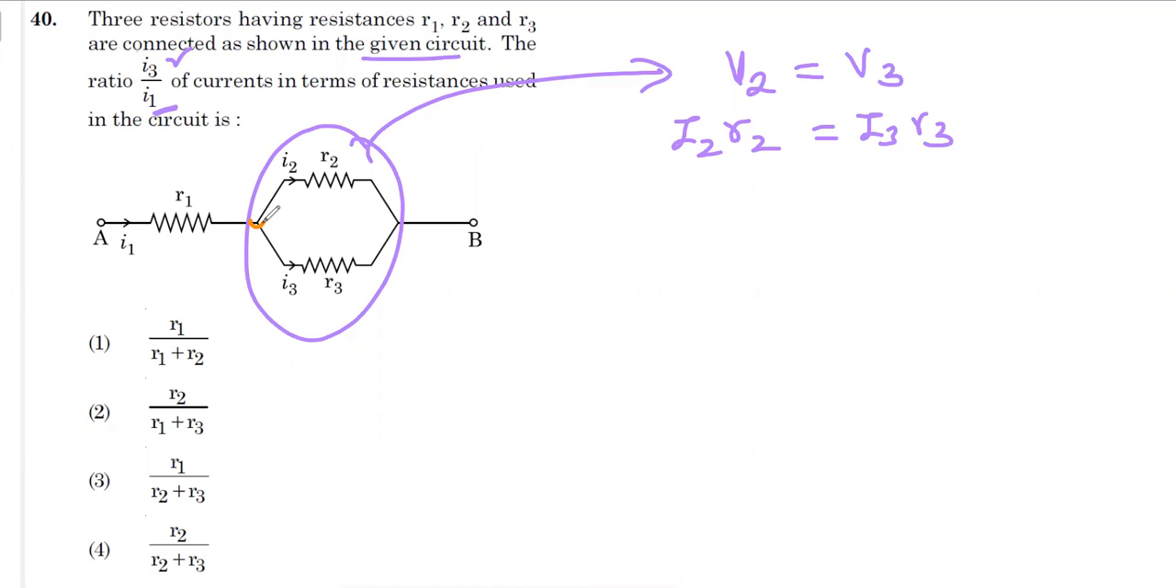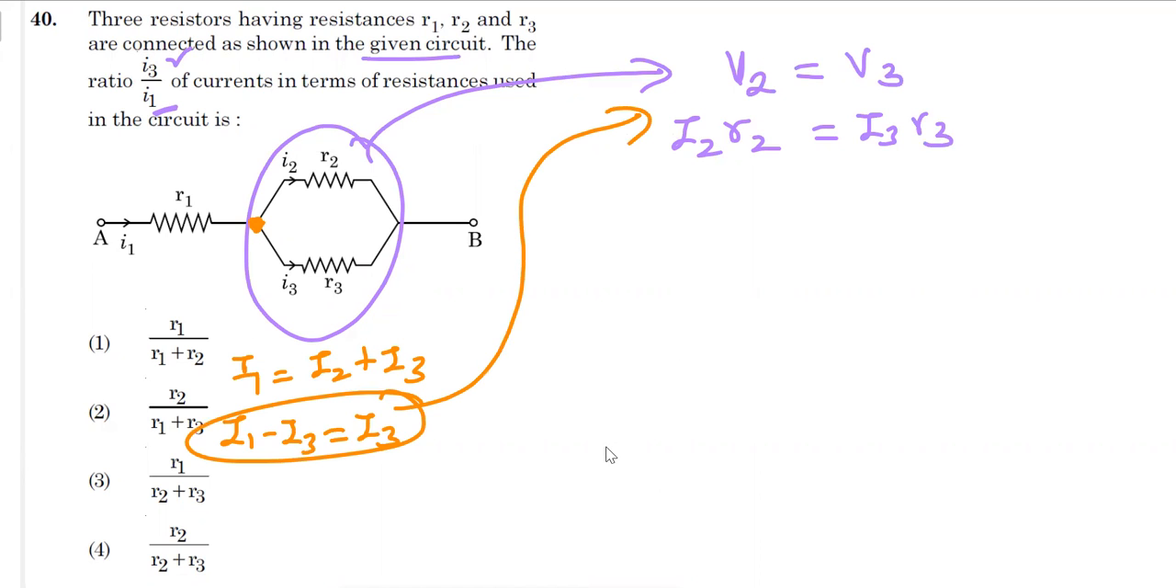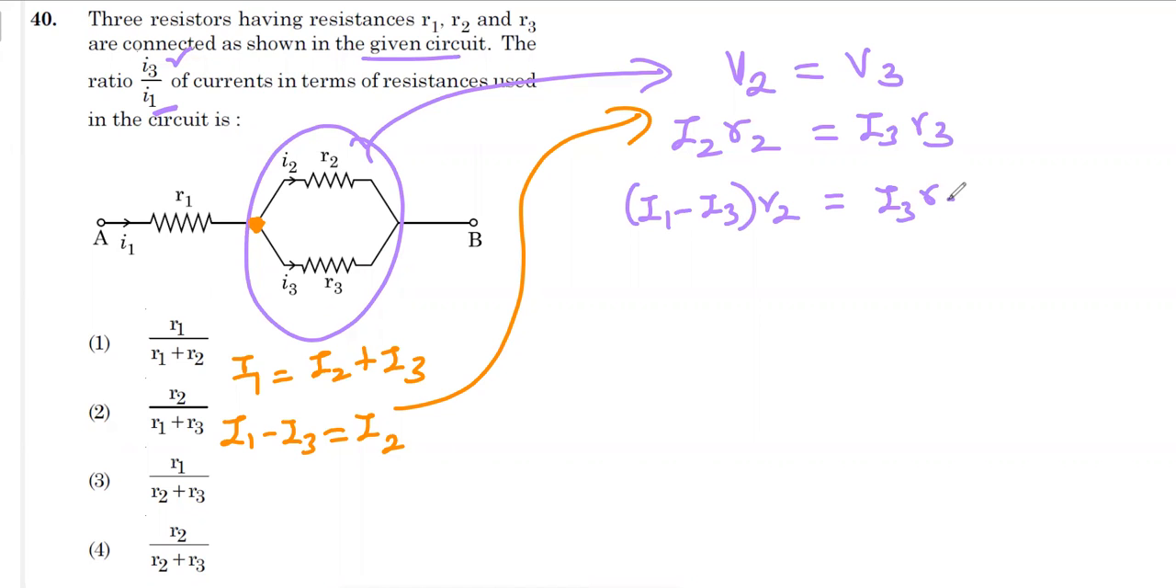So you see that at the junction here, the current coming in is I1, and the currents going out are I2 and I3. So I1 is equal to I2 plus I3. I can write I1 minus I3 in place of I2. So it is I1 minus I3 is equal to I2. Substituting that here, I2 can be written as I1 minus I3, so it is I1 minus I3 into R2 is equal to I3 into R3.